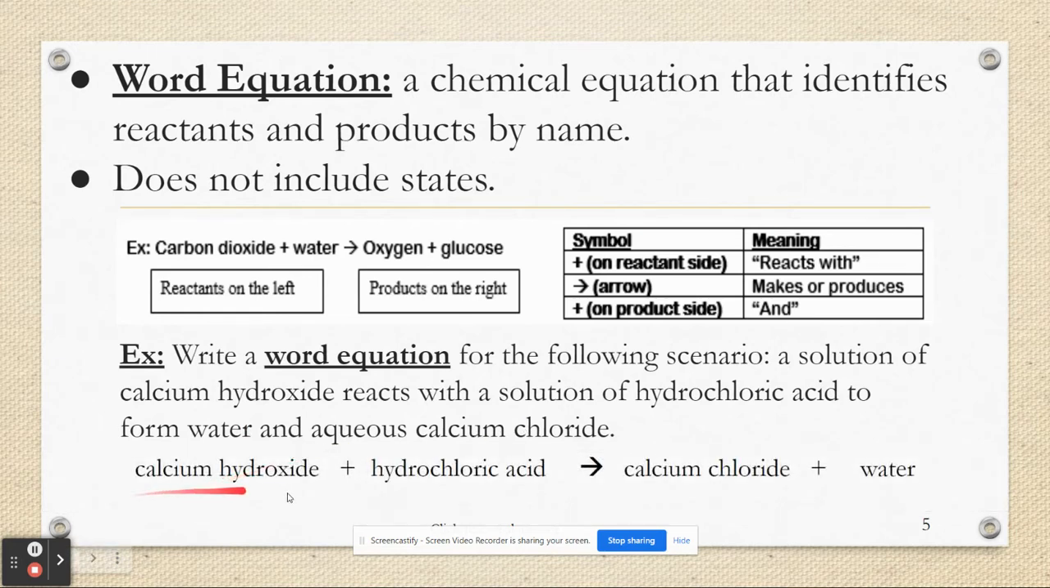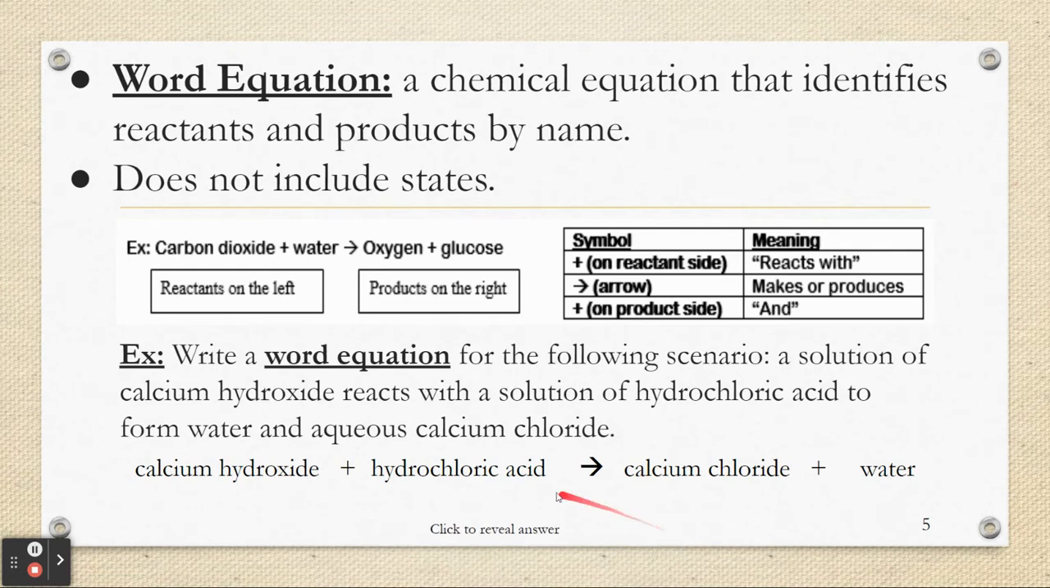So as you can see here, we have calcium hydroxide, hydrochloric acid, and then we have our arrow there, and then our calcium chloride and our water there. They're all separated by pluses because they're separate substances, but reactants on the left, products on the right, and no states or aqueous or anything like that written out there, just strictly the names of the chemicals themselves. And that would be a word equation.